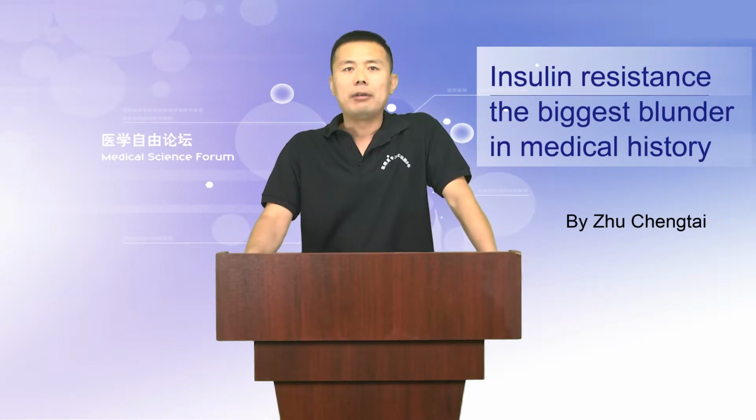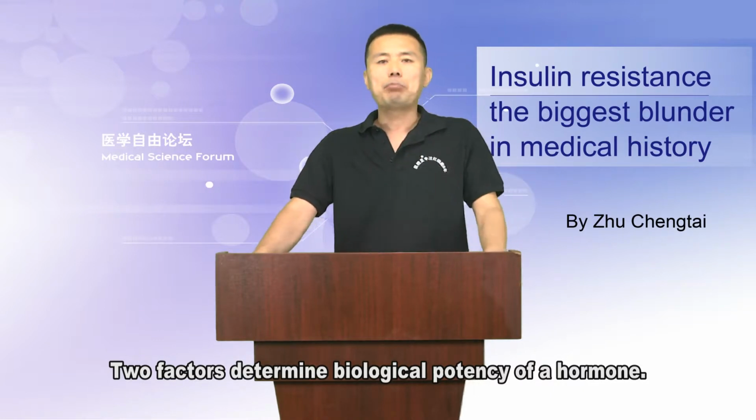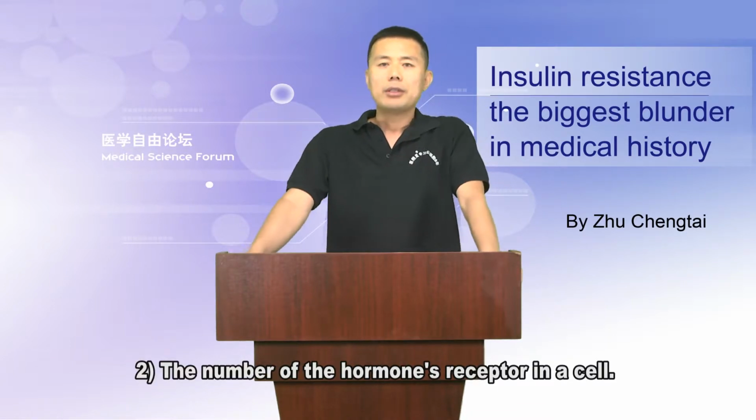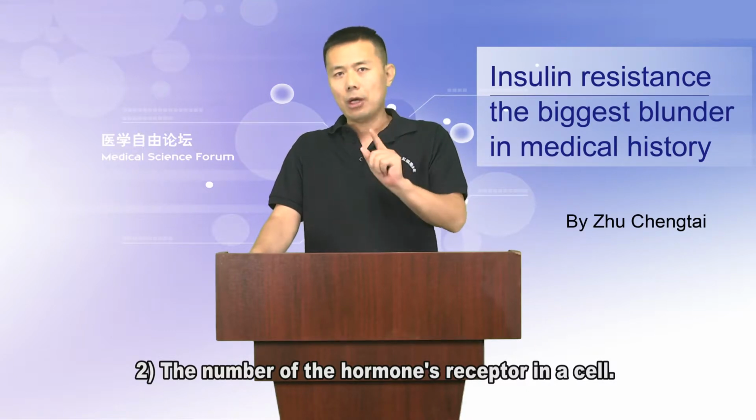How obesity has evolved and why obese people are prone to falling in hunger. Two factors determine the biological potency of a hormone. First, the hormone's level in blood. Second, the number of the hormone's receptors in a cell.